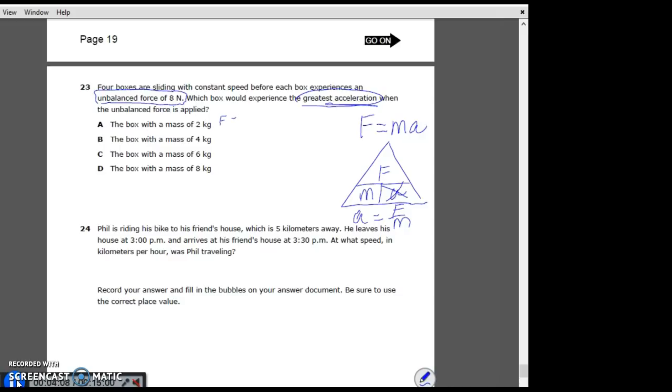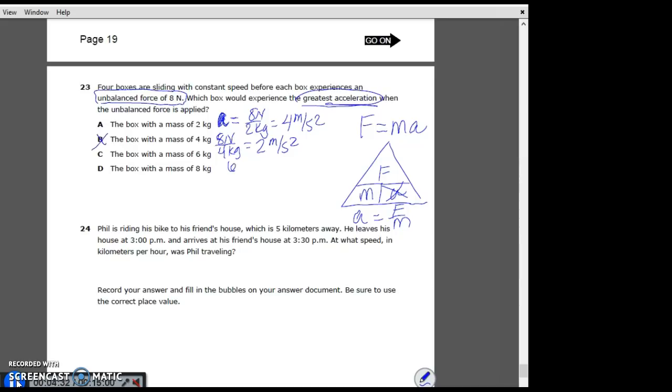8 newtons. So here we have acceleration equals 8 newtons divided by 2 kilograms, giving us an acceleration of 4 meters per second squared. In the second one, we have 8 newtons divided by 4 kilograms, equaling 2 meters per second squared. That's a little smaller than that one, so that's not the answer.